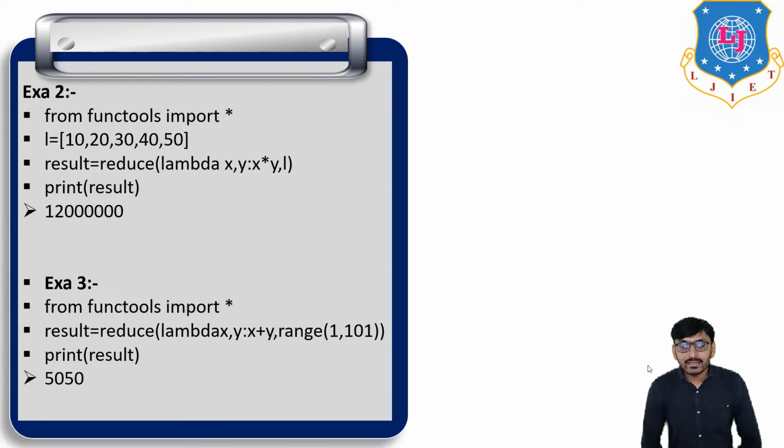In today's lecture, we discussed the map and reduce functions. What is the use of the map function? The map function is applied on every element of a list and we get a modified sequence. And what is the function of the reduce function? The reduce function reduces a sequence into a single element. Okay, so this is about today's lecture.